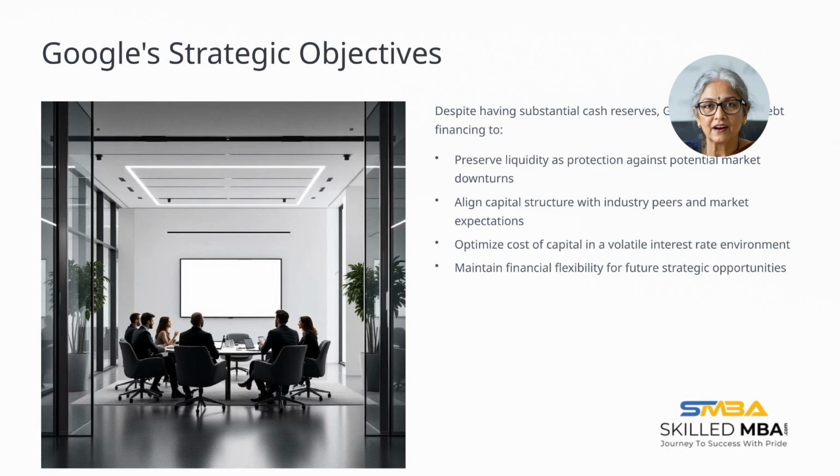Google chose debt financing to preserve liquidity, aligning its capital structure with industry norms. This approach optimizes the cost of capital amid volatile interest rates, ensuring financial flexibility for future strategic opportunities. Despite substantial cash reserves, this strategy safeguards against market downturns, maintaining a competitive edge.